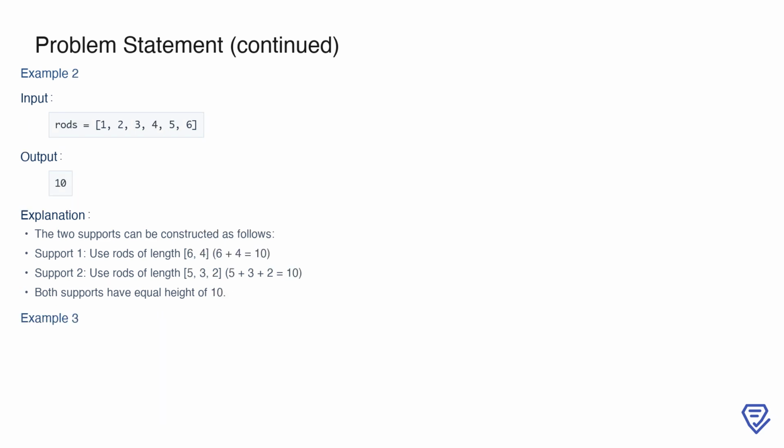Now, consider another example where the input array is 1, 2, 3, 4, 5, 6. The output in this case is 10. To achieve this, we can construct one support using the rods of lengths 6 and 4, which add up to 10. The second support can be built using the rods of lengths 5, 3, and 2, which also sum to 10. Since both supports reach the same height of 10, this is the maximum achievable equal height for these rods.